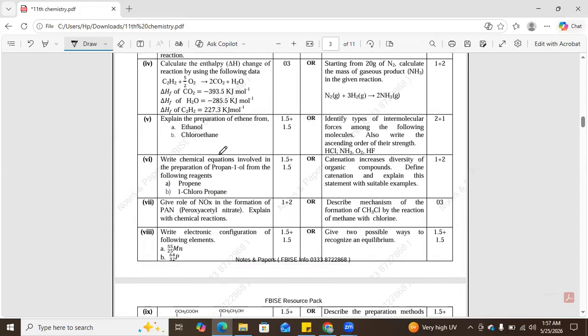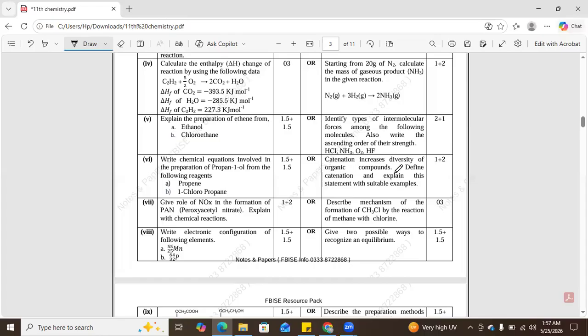Explain the preparation of ethene from ethanol and chloroethane. The optional question is, identify types of intermolecular forces among the following molecules. Also write the ascending order of their strength. HCl, NH3, O2, HF. Number 6 is, write chemical equations involved in the preparation of propanol from the following reagents: propene, 1-chloropropane.